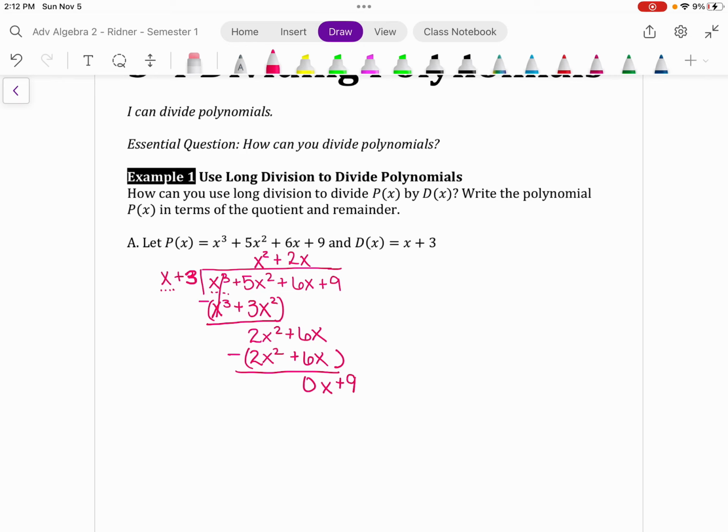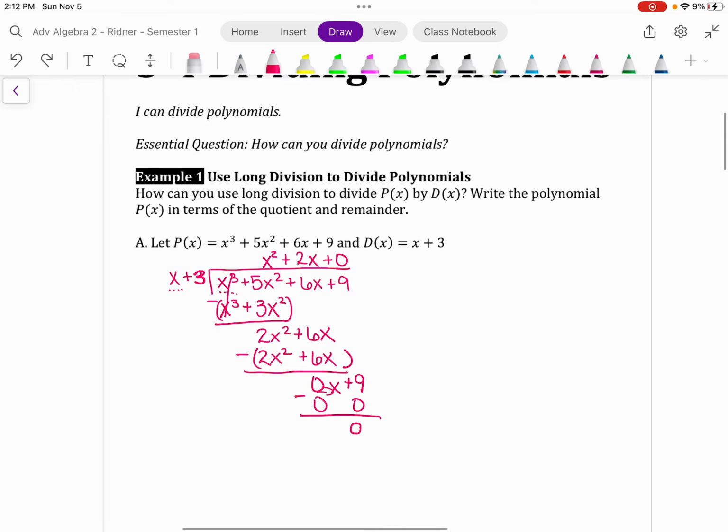Bring down the 9. X plus 3 will go into 0x 0 times. Multiply to get 0. Subtract to get 9, and that is my remainder. So here is how I would write my final answer. X squared plus 2x plus 0, but I don't need to put plus 0, plus 9 over x plus 3.